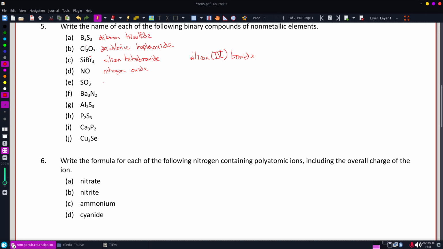Next one is two nonmetals, so sulfur with an extra E, no, trioxide. Now we're back to a metal with our nitrogen, but barium is one of our fixed charges. It's in row 2, so this is just going to be barium nitride, or nitride. Aluminum is always also a fixed charge, so this is aluminum sulfide.